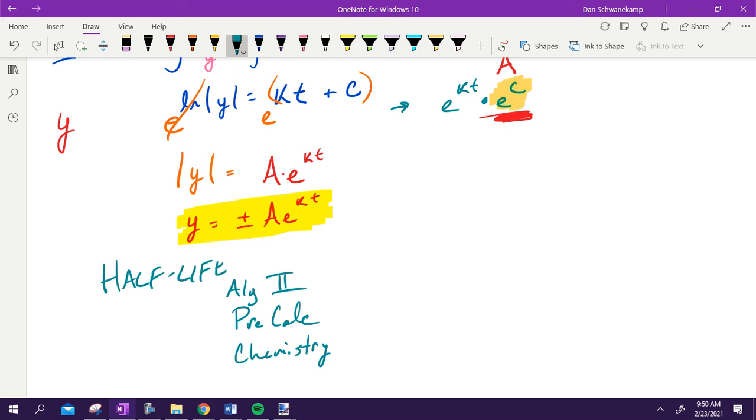And you might not like half-life. It's not hard. We're going to do it tomorrow. It's pretty easy. Okay, you did it in Algebra 2. So if you can do it in Algebra 2, you probably are going to be able to figure it out in calculus. You've got a little more brain power now.